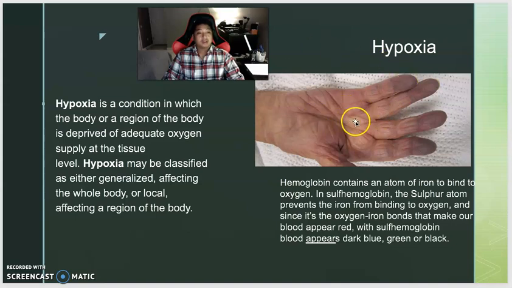I have an image here of an individual who has purple fingertips that fade out down to the metacarpal. What this individual has is sulfhemoglobin. That's when a sulfur atom prevents the iron found in the heme group of hemoglobin from binding to oxygen. So as you can see, you can tell by the gradient of the color which regions aren't receiving the most oxygen.